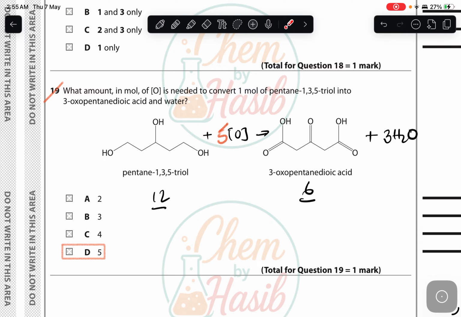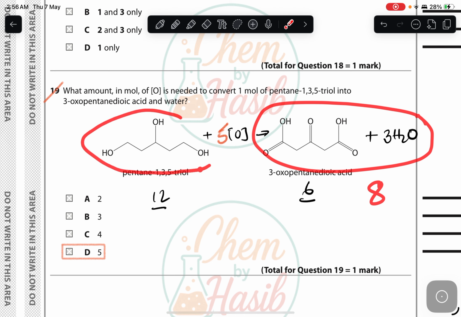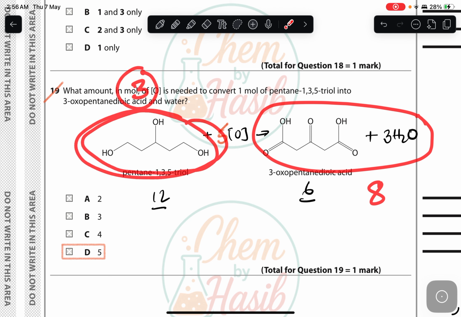So first we counted the number of hydrogen on the left of the organic reactant. Then we counted the number of hydrogen atoms on the right. So it was 12 and it was 6. So the rest of the hydrogen atoms will be found in water. From there we got the total number of oxygen atoms, which was found to be 8 on the right. And in the organic reactant there were only 3 oxygen atoms. So from 3 to 8 you need 5 oxygen atoms. So that is why the answer is 5.